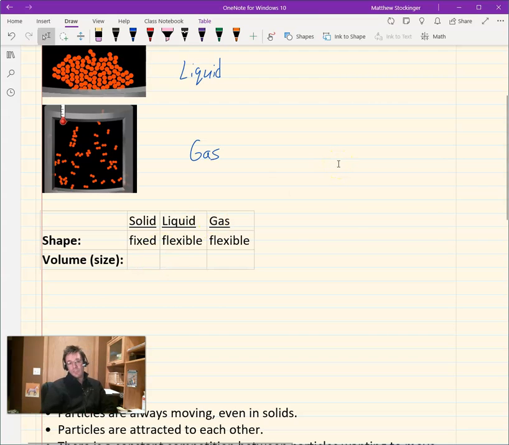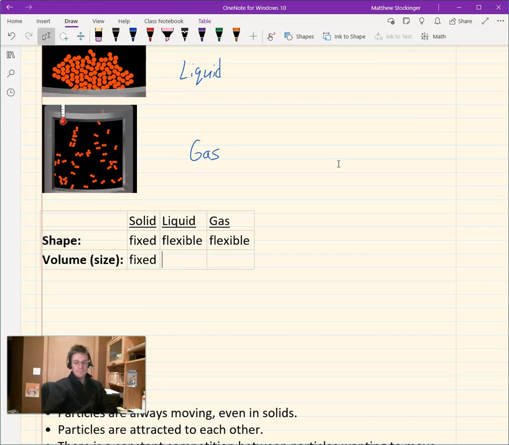And then the other thing we think about with characterizing solids, liquids, and gases is the volume. If you have a sample of a solid, here's a solid object, this pen. Does this pen ever change size on its own? Can it, without me breaking it? No, it can't. It stays the same size and shape. So solids have a fixed volume and a fixed shape.